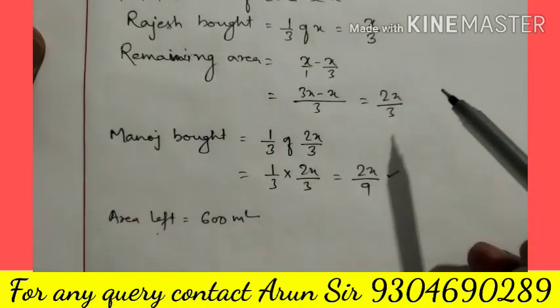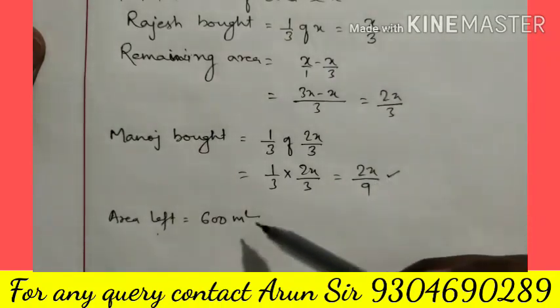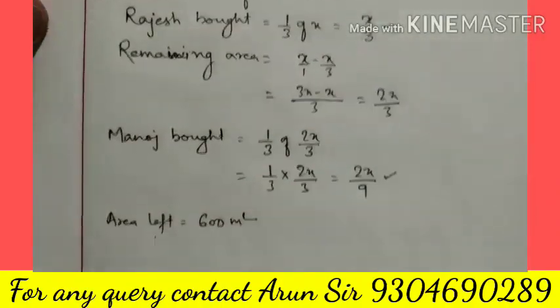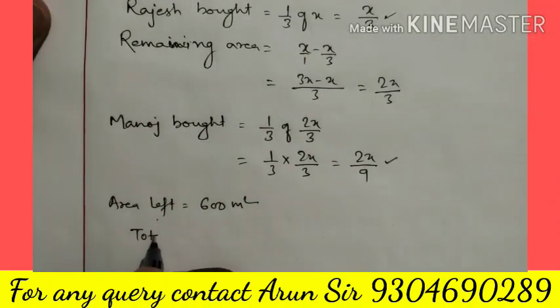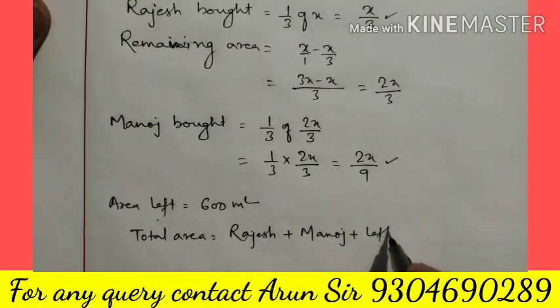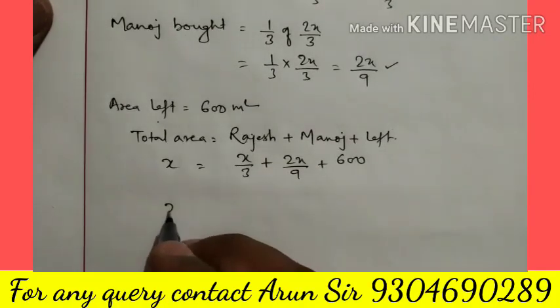Now we can see Rajesh, Manoj and the left part. If we add all these three values, we will get the total area. That means total area x is equal to Rajesh plus Manoj plus left. Total area is x. Rajesh has bought x by 3. Manoj has bought 2x by 9, and the remaining part is 600. We'll find the value of x.